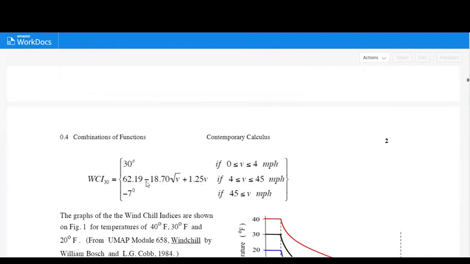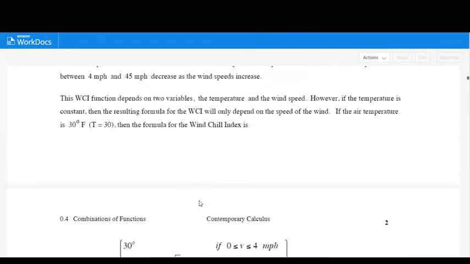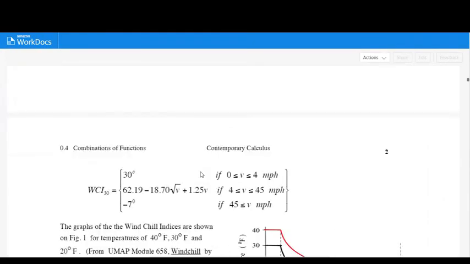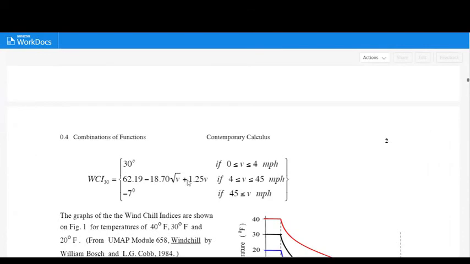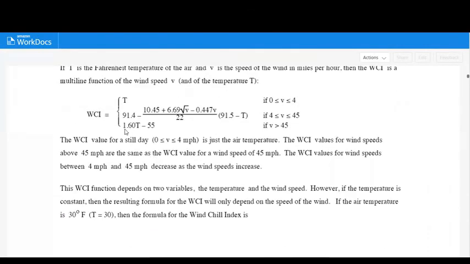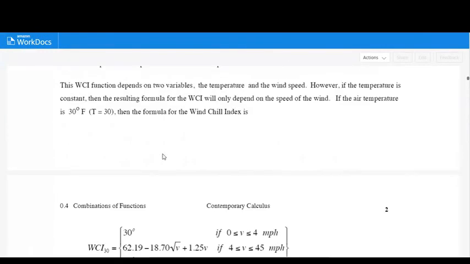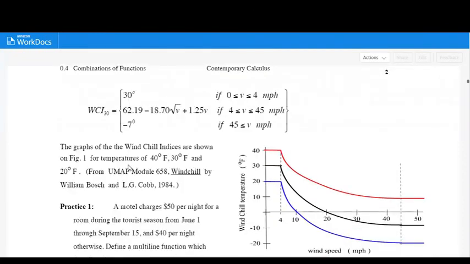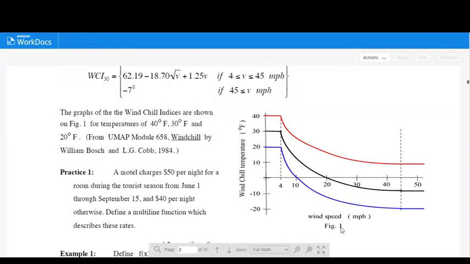So as what you can observe here, nag-change yung signs nila. Kasi nga, dito, negative times positive, that is negative. Negative times negative, that is positive. So kaya negative at saka positive. Dito naman, sa third line, so 1.60 times 30, that is 48, minus 55, that becomes negative 7. So kaya negative 7 ang nandito. And then dito naman sa right side, dito kay Figure 1, this is the graph of the WCI for the temperatures of 40 degrees Fahrenheit, 30 degrees Fahrenheit, and 20 degrees Fahrenheit.